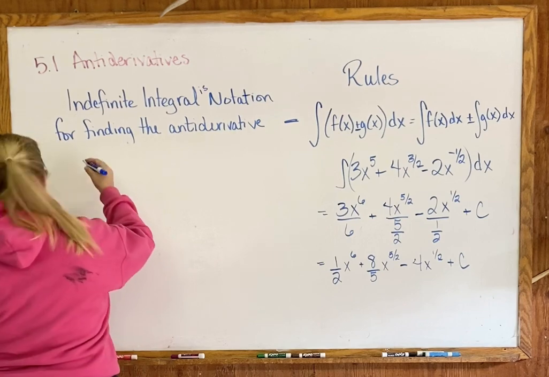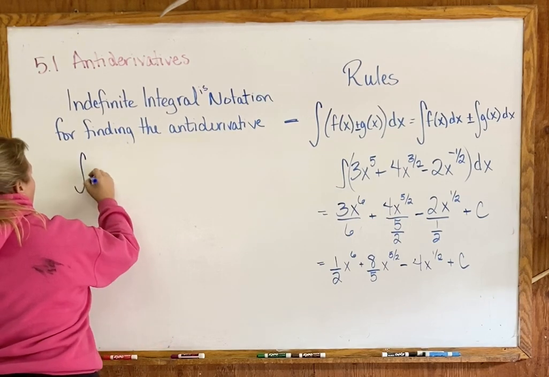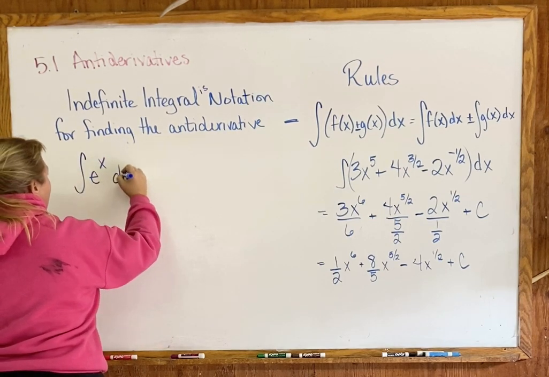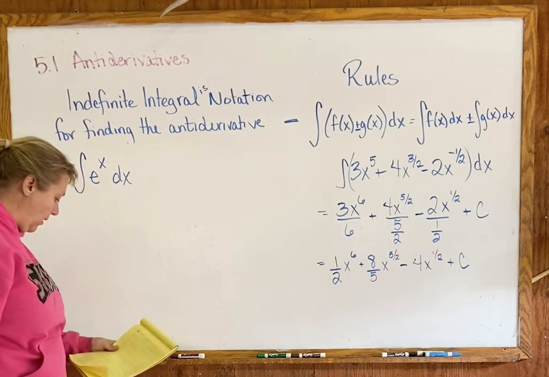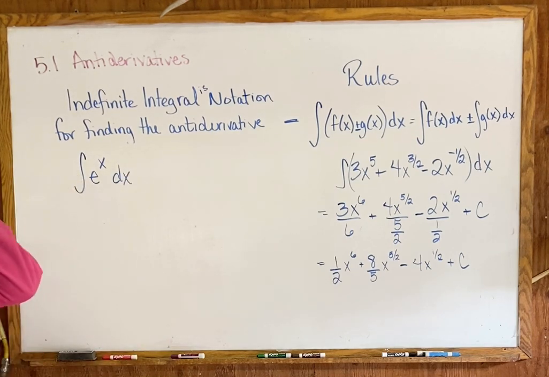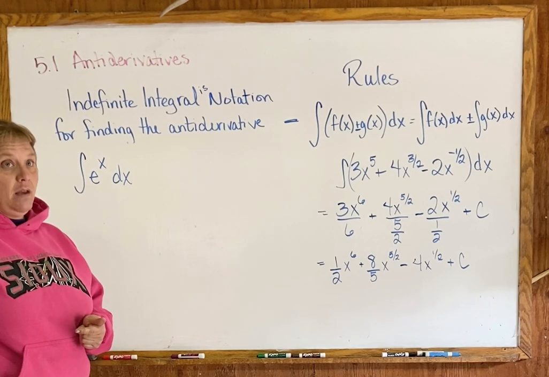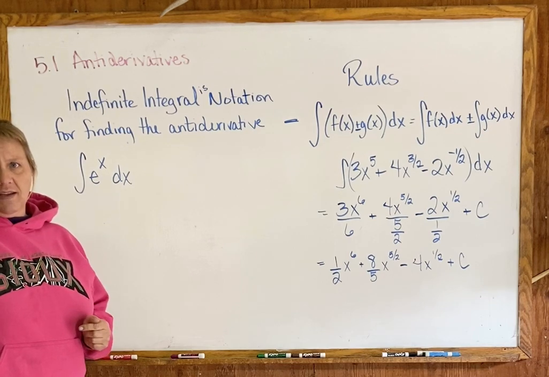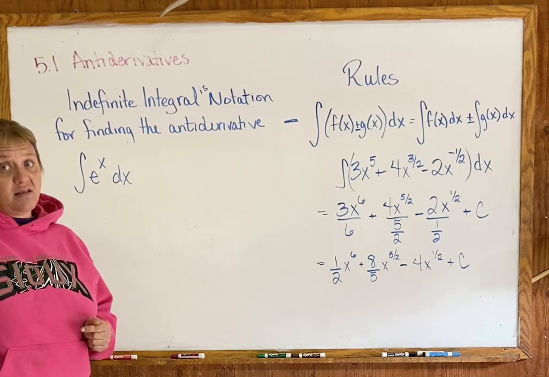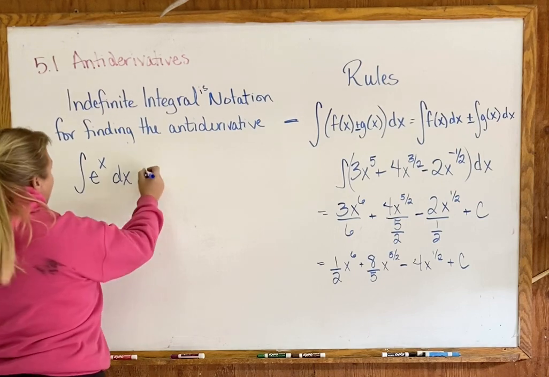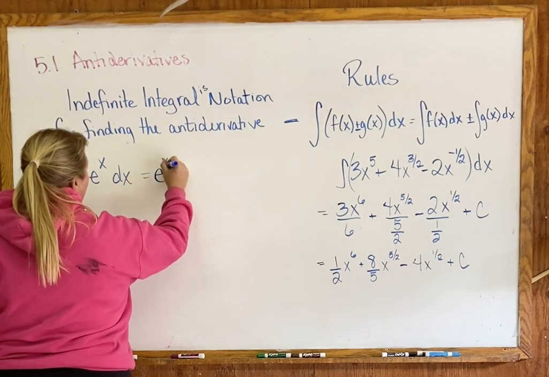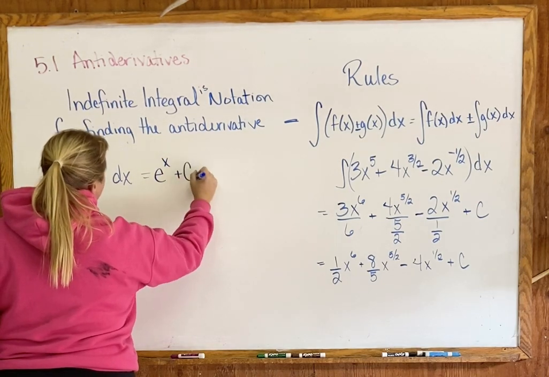We've got the integral of e to the x dx. Now remember, this should be fresh in your mind, the derivative of e to the x is just e to the x, right? So guess what the antiderivative of e to the x is? Still just e to the x. Okay, so this is still e to the x, but remember we have to follow this with a plus c.